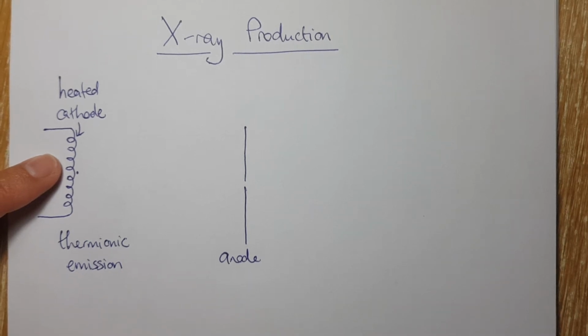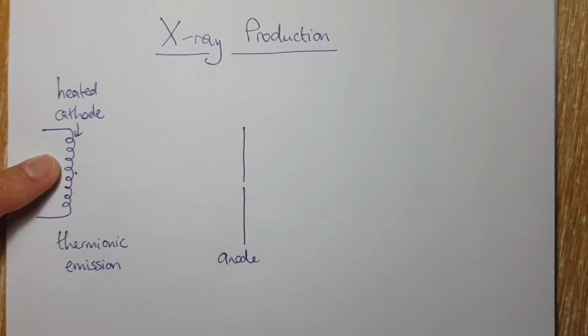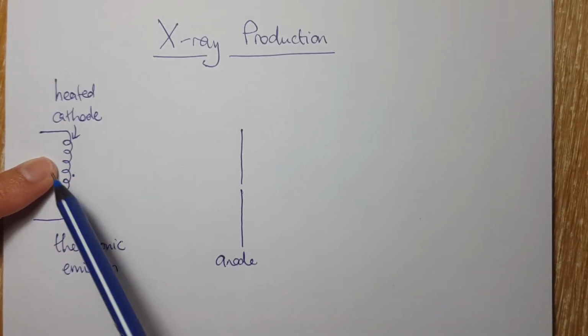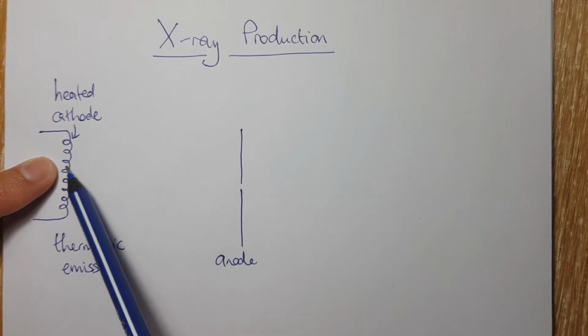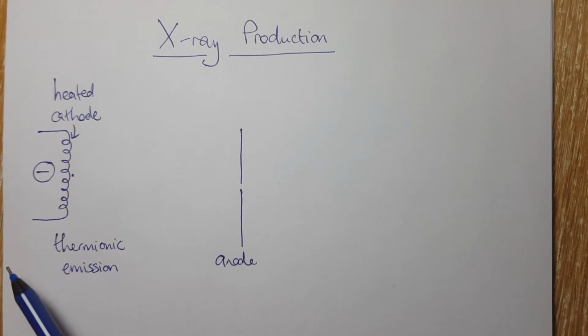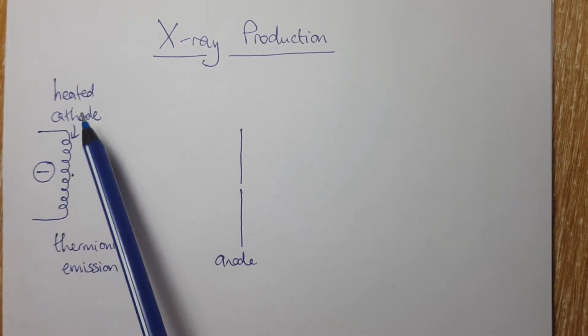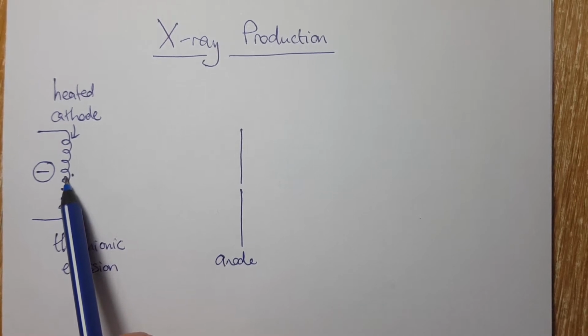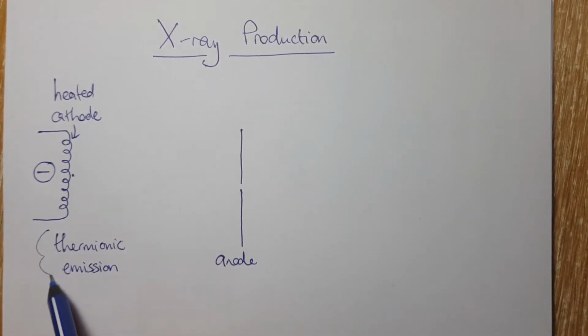But how do you make X-rays, you may well ask? Well, you start with an electron gun. In an electron gun, you have a heated cathode, and that's just a piece of wire. So this piece of wire here is a cathode. That means it's negatively charged and it's being heated. This causes electrons to escape from the wire, and this is called thermionic emission.